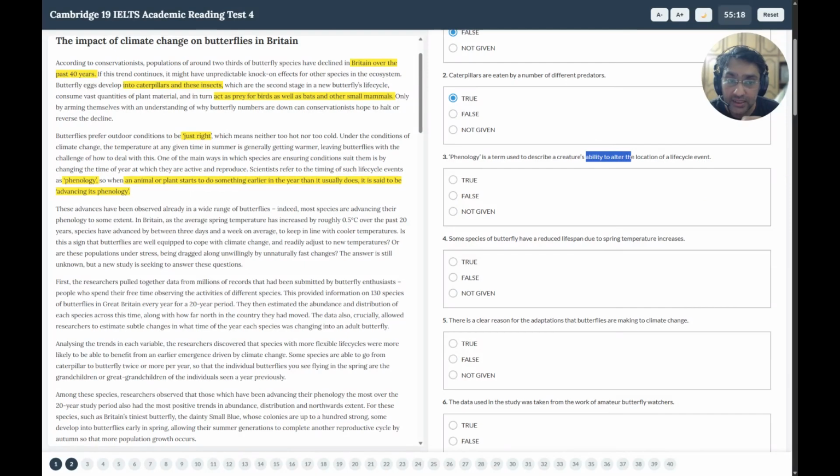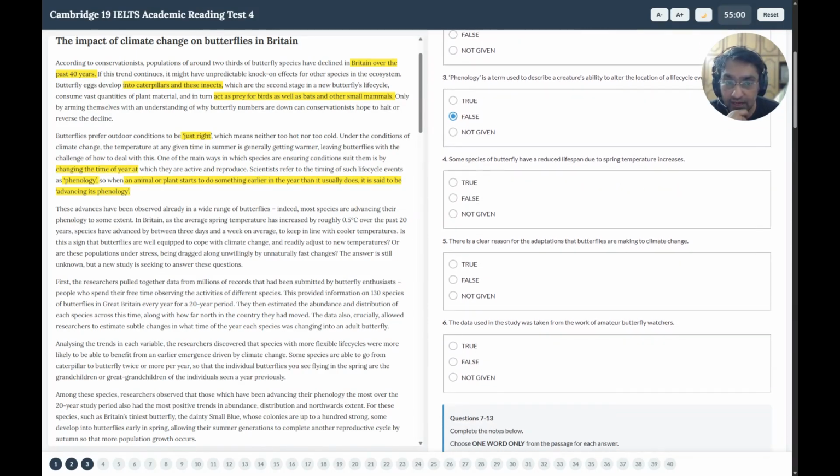They have the ability to alter the location. This is what the question says. But the passage says they have the ability to change the time of the year. Hence, it matches, but it is false. It doesn't change the location, it changes the time.